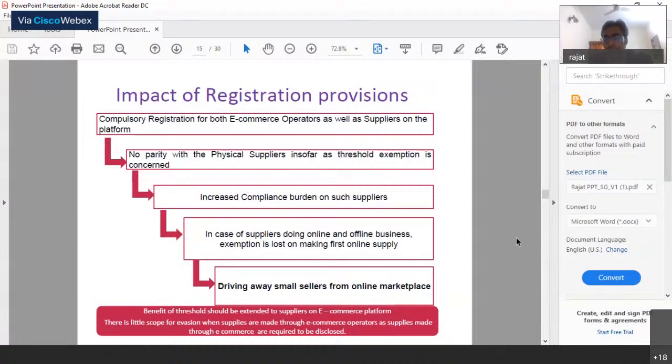And if your concern is basically to address the problem of evasion, I would say when supplies are made through e-commerce platforms, they're required to be disclosed. So there is little scope for evasion of tax.